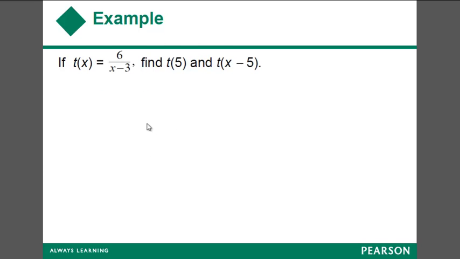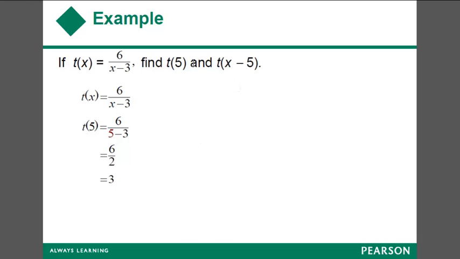Here we have, if t of x is equal to 6 over x minus 3, find t of 5 and t of x minus 5. Let's first look at t of 5. I'm going to replace my x with a 5, as I have done here. I need to simplify my denominator. 5 minus 3 is 2. 6 divided by 2 is 3. So t of 5 is 3.